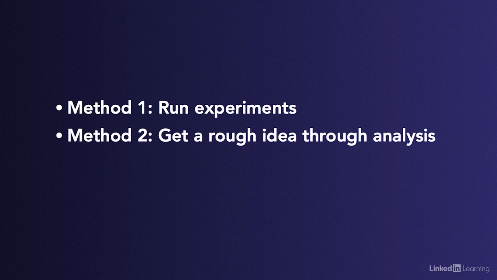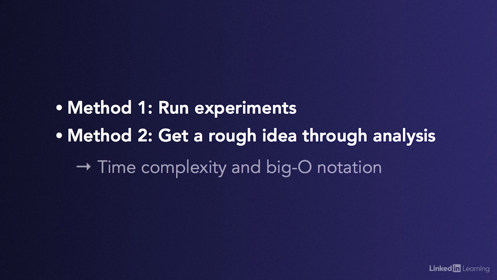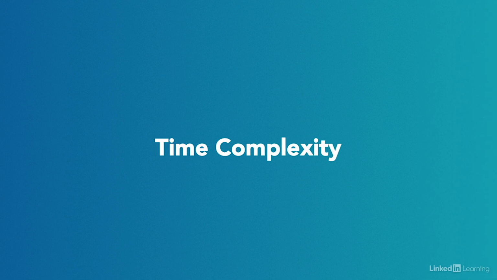Or alternatively, you can get a rough idea of how long it takes through some kind of analysis without running this function on a computer. And time complexity and big O notation are tools for exactly doing that. Time complexity and big O notation are a pair of powerful tools for understanding the efficiency of your function without actually running it on a computer. Let's first take a look at how time complexity works.